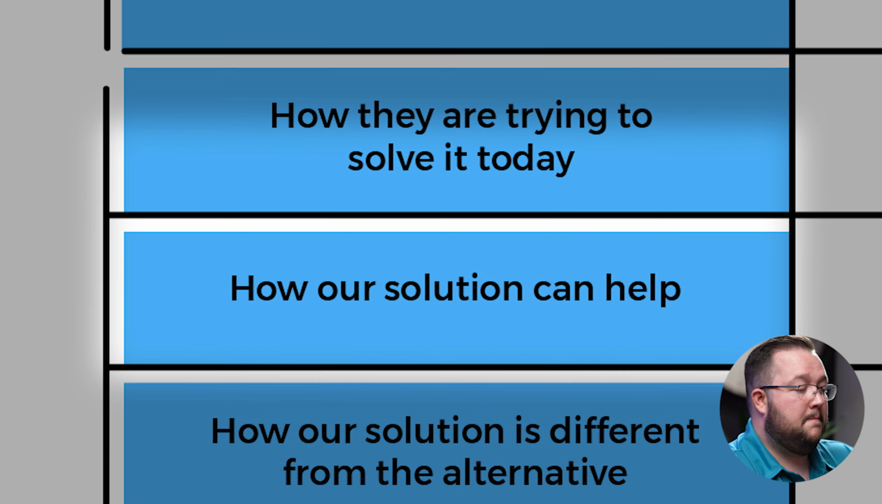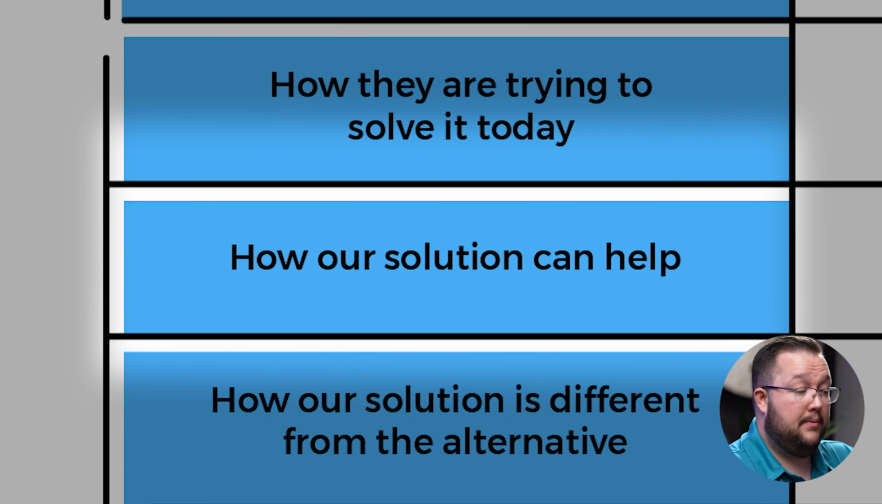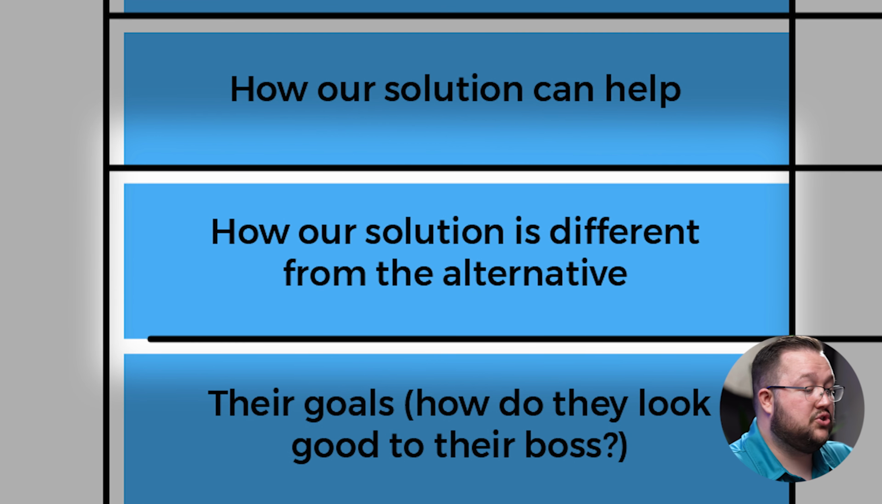So the next piece here, how our solution can help. This is a really big piece of the puzzle, right? How can we help solve that unique challenge? And then the next question here is how our solution is different from the alternative. So either how they're doing it today or some of your competitors. You want to write that out.